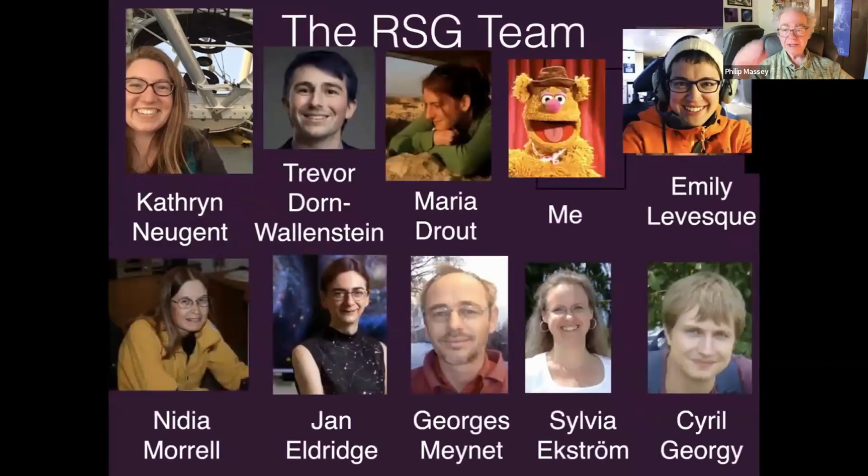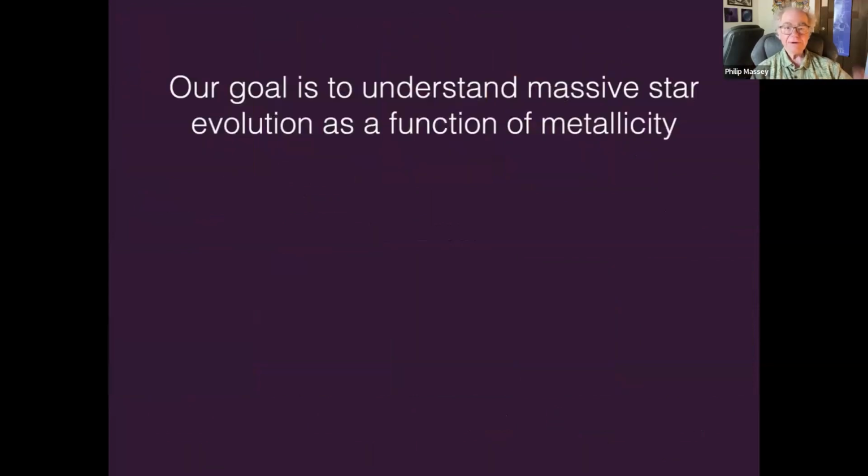Of course, we have more collaborators than that, and I'd like to do a shout out to our four theoreticians, Jan Eldridge, who's responsible for the massive star binary models, BPASS, and George, Sylvia, and Cyril, who are responsible for the Geneva evolutionary models. So our goal is to understand massive star evolution as a function of metallicity.